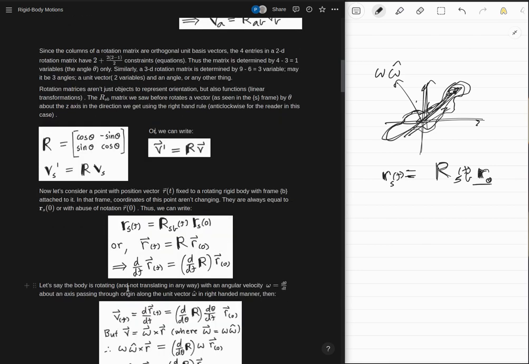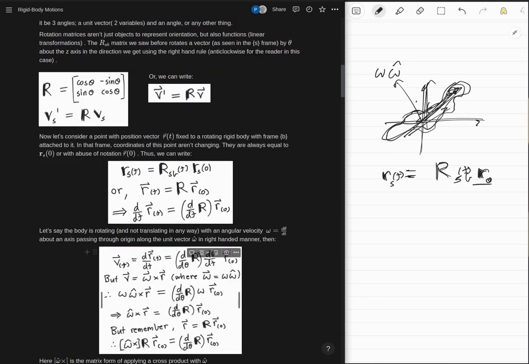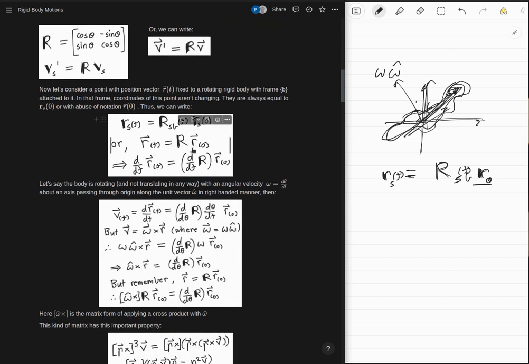Now, since it's moving with omega, the derivative of this position can be given by some physics basically. But all in all, it's just a derivative of this matrix times this vector, right? Because the vector is not actually changing. So r naught does not change, but this matrix does. Okay, so let's say the body is rotating and not translating anyway with an angular velocity omega.